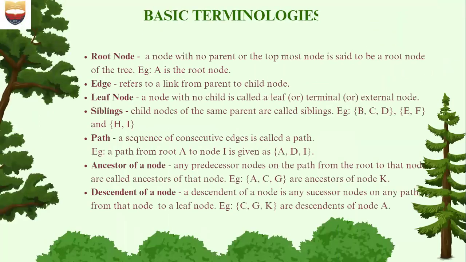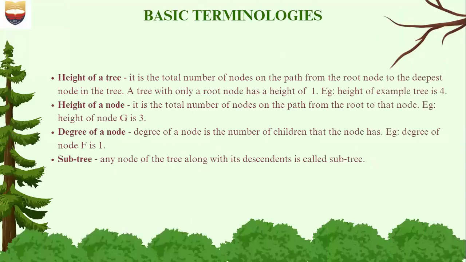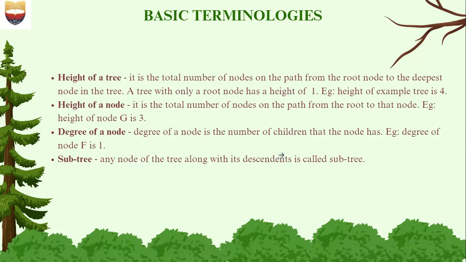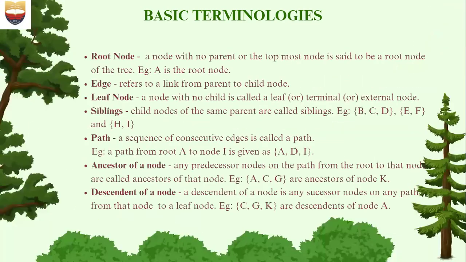Next term is degree of a node. Degree of a node is equal to the number of children that a node has. The degree of a leaf node is 0. Example, degree of node F is 1. Degree of a node can be calculated by counting the number of children that particular node has. Example, degree of node F is 1.